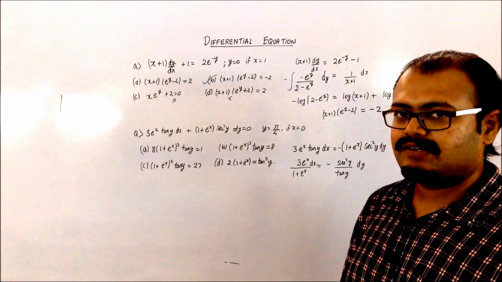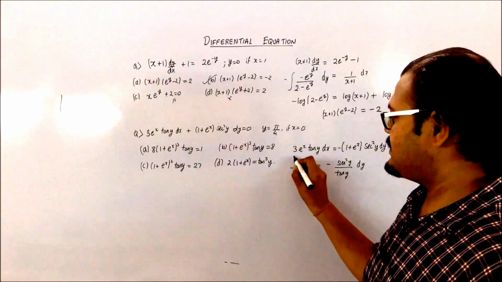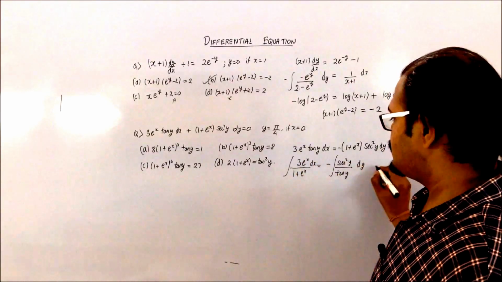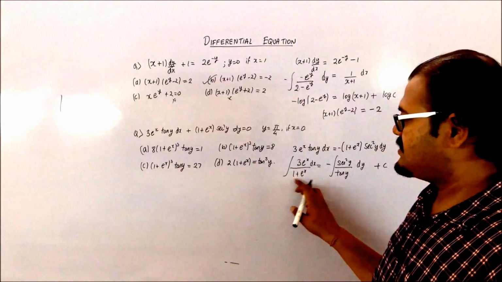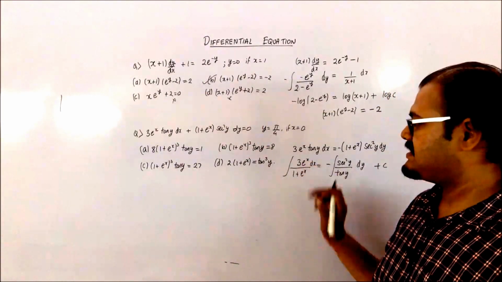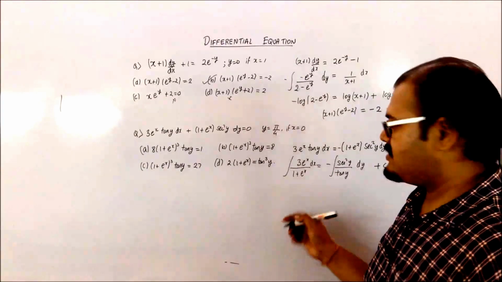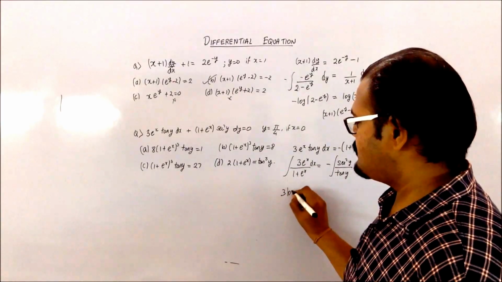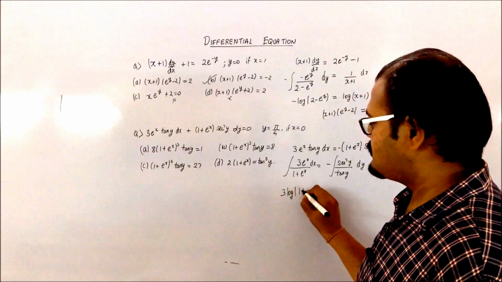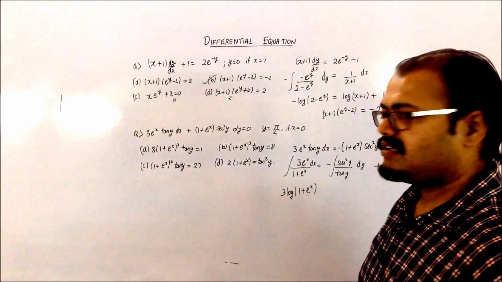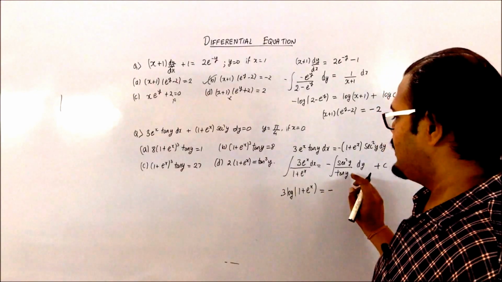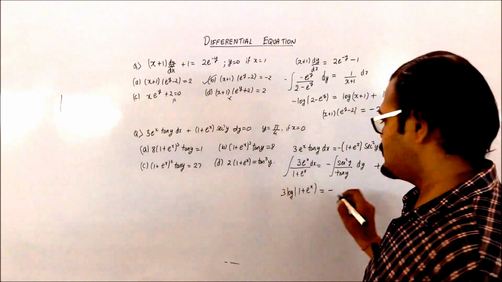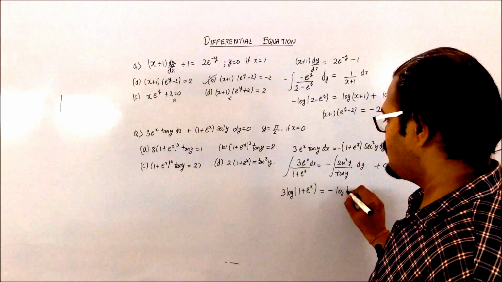So if you integrate on both sides, you will have integration of this plus c. So what you observe is the derivative of this term is present in the numerator. So again it becomes a log of 1 plus e raised to x, which is equal to minus, tan's derivative is sec square, so you will again have over here a log of tan.